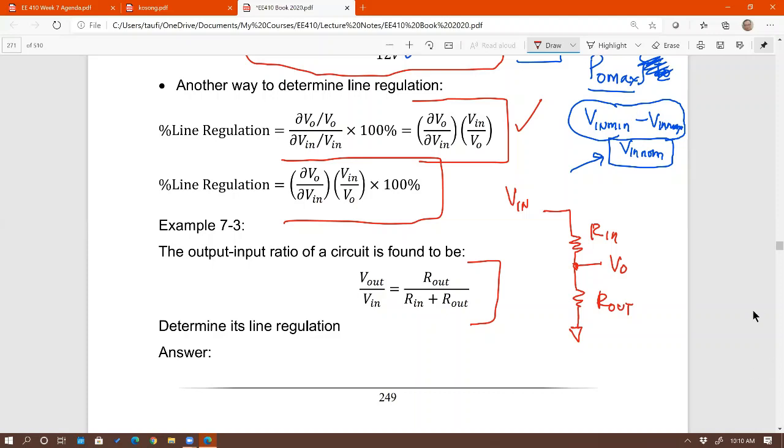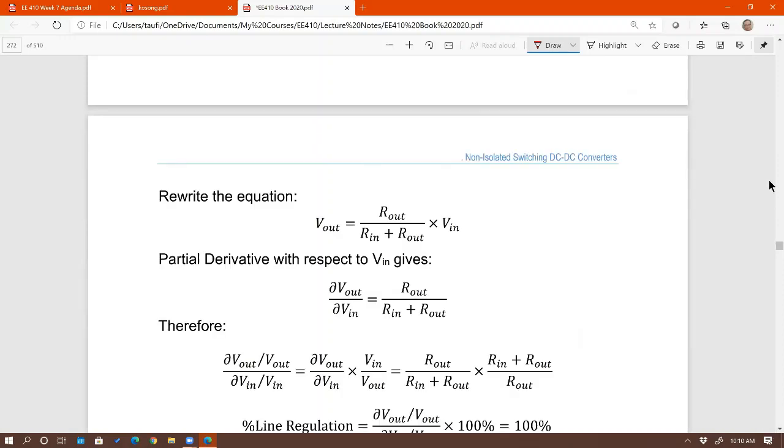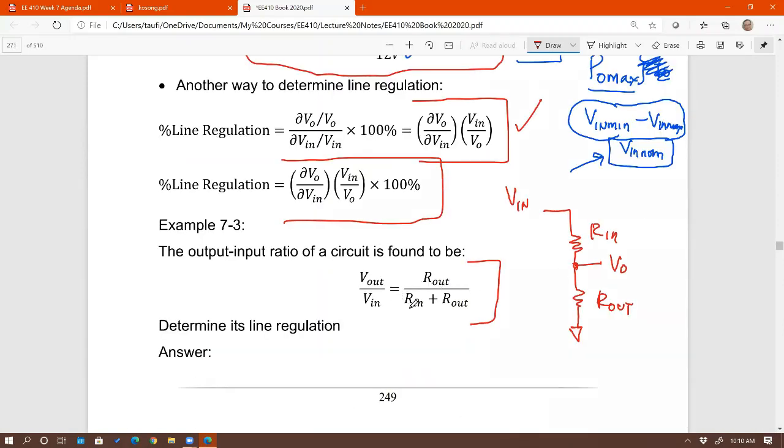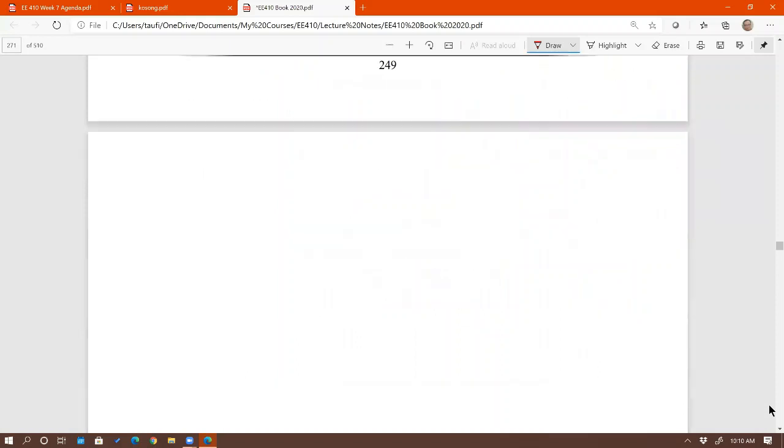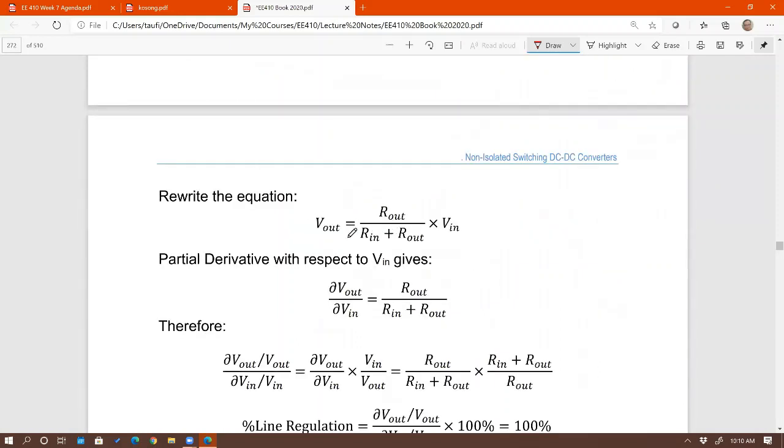Exactly is the equation for voltage divider. And let's take a look at percent line regulation of a voltage divider, shall we? So that's the equation for V out over V in, right? That's easy. Rewrite. So I'm going to rewrite V out in terms of V in. That's the first equation I need.